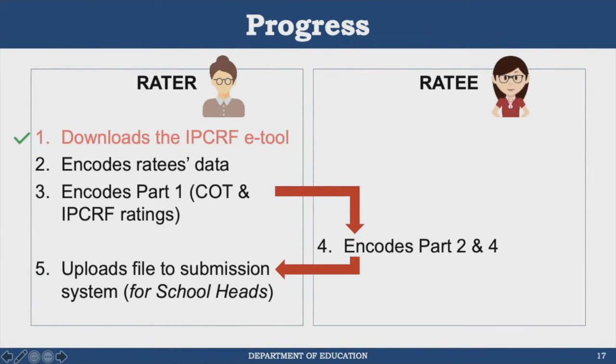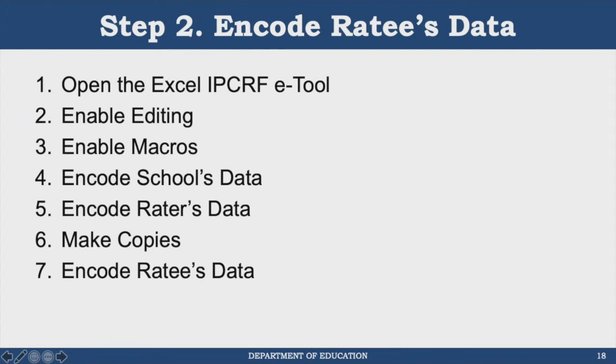For Mac users, double-clicking or opening the zip file should automatically extract the Excel tool. Now that we've downloaded the IPCRF electronic tool, let's proceed to the second step, which is to encode the Ratee's data. Here are the activities for step 2: opening the Excel IPCRF electronic tool, enabling editing, enabling macros, encoding the school's data, encoding the rater's data, making copies, and encoding the Ratee's data.